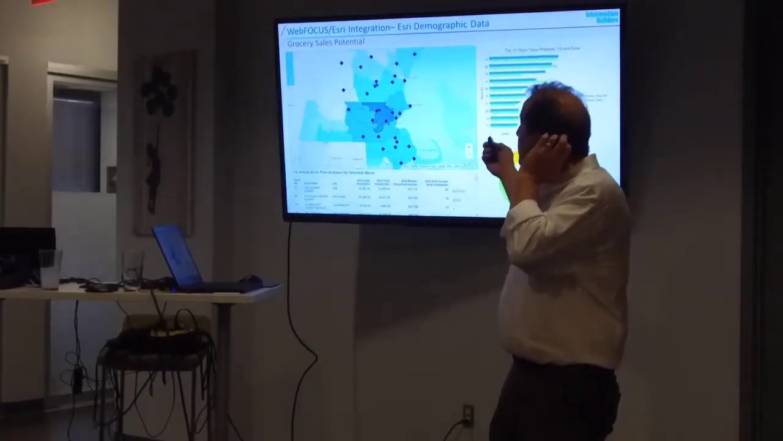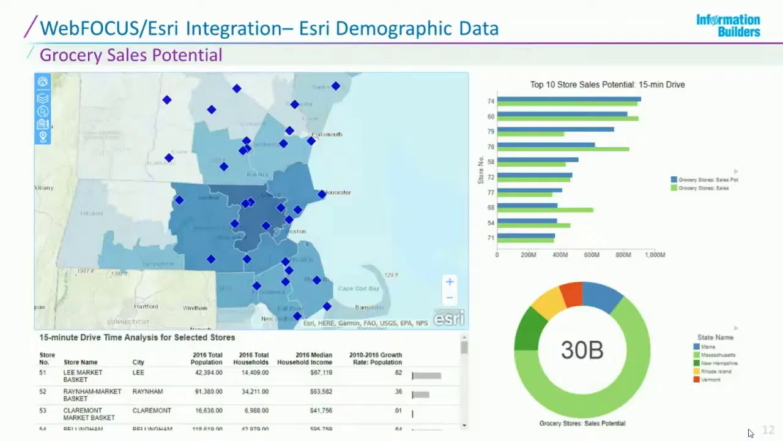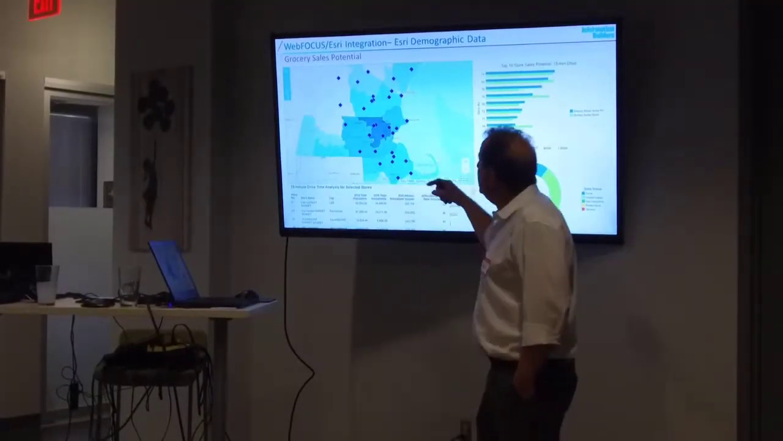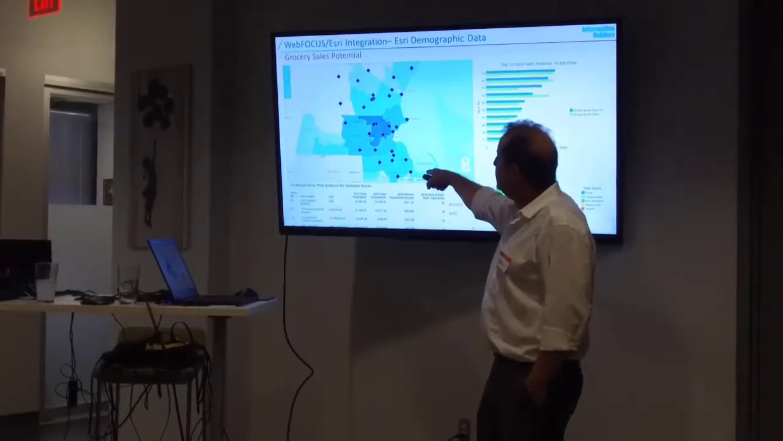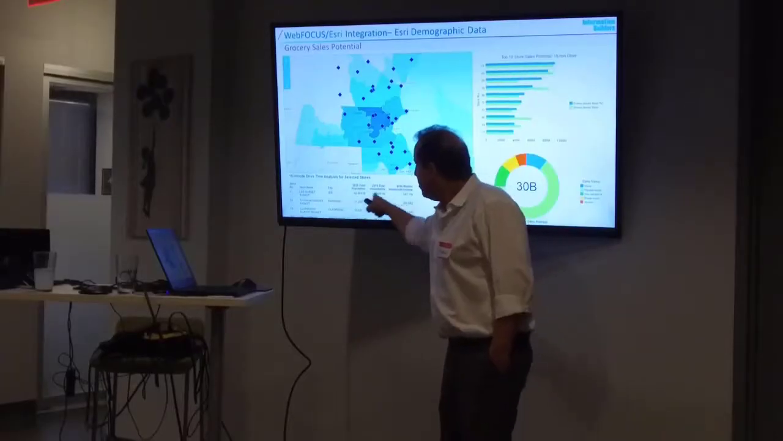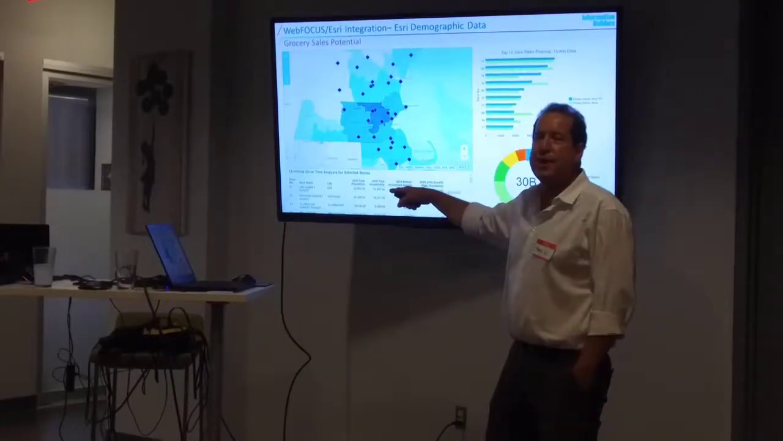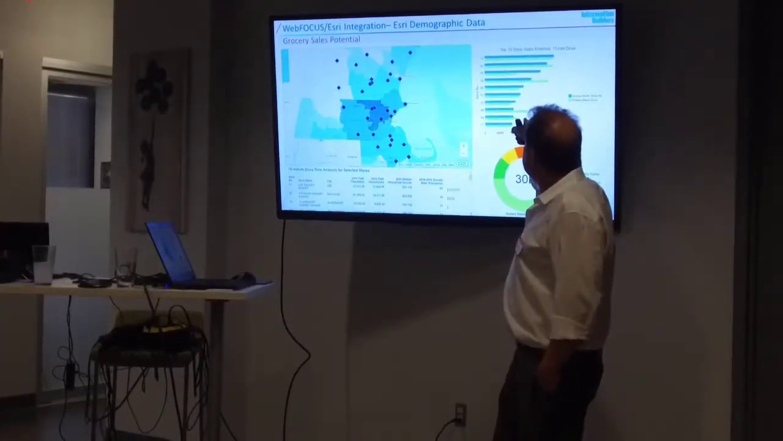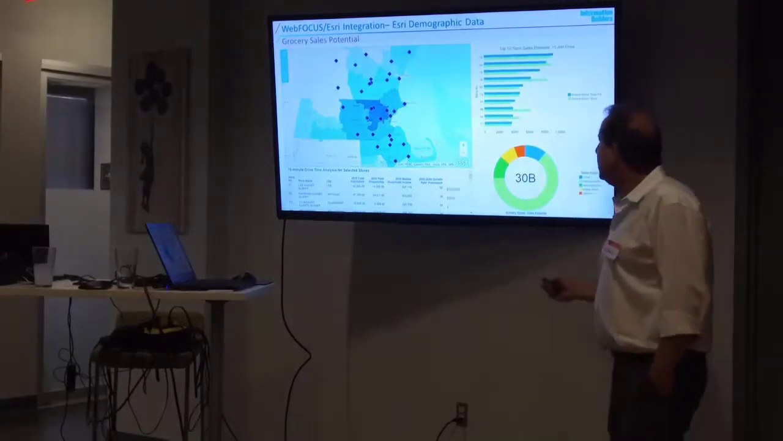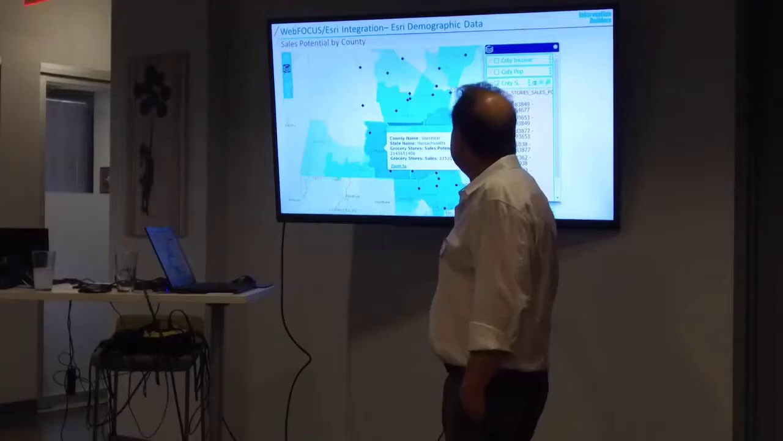This is what we came up with, and this is a pretty rudimentary example, but I think it gets the point across. Now, I'll kind of walk through some of these different pieces. As you can see, this is in New England, primarily centered around Massachusetts. The counties are colored based on some value. The blue diamonds represent different store locations. Okay, we have a report down here that gives us a 15-minute drive time analysis. We've got a bar chart showing us top 10 store sales potential and then some grocery store sales potential ring chart.